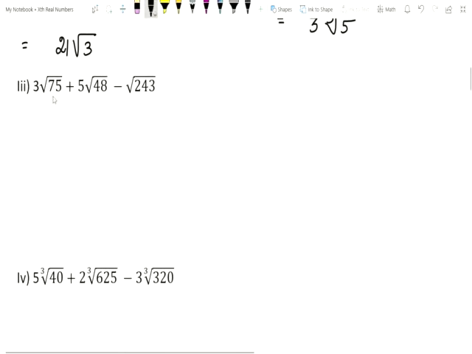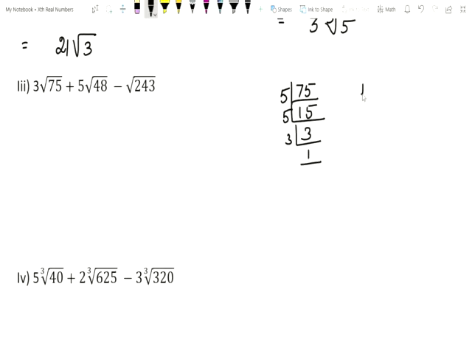See the next one: 3 root of 75 plus 5 root of 48 minus root of 243. Here square root is given. So first you have to split this number 75. How to split this? First you divide, you find the LCM. 5 ones are 5, 5 5s are 25, 5 3s are 15.